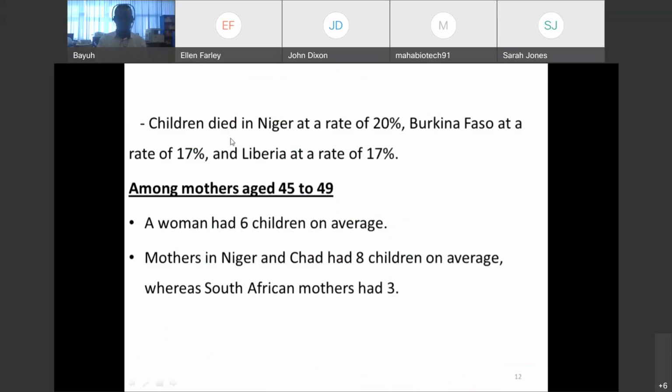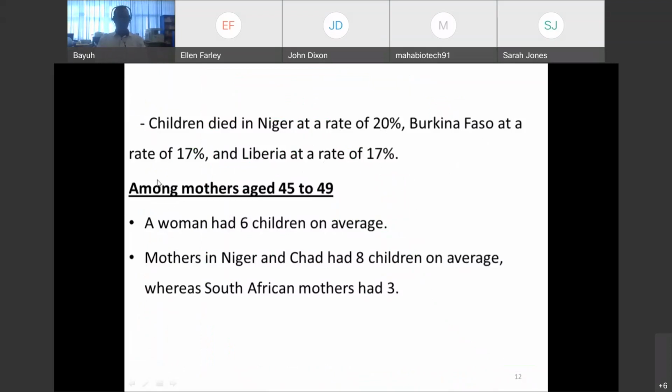Children died in Niger at a rate of 20%, or out of 5 children in Niger, 1 died. And from Burkina Faso and Liberia, 70% of them died.